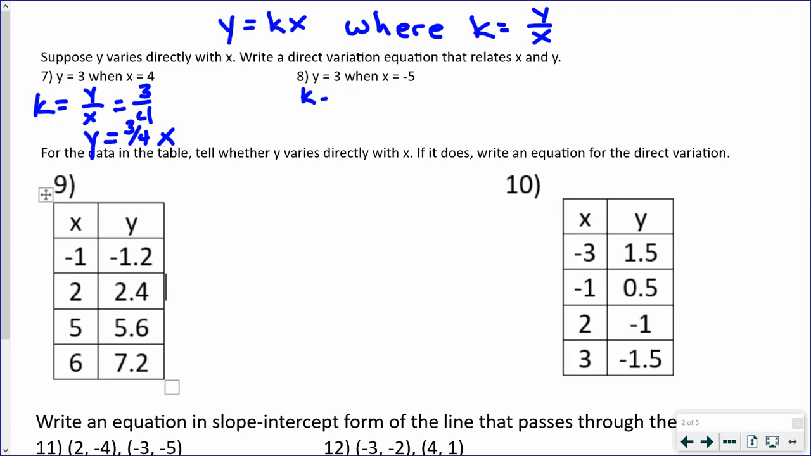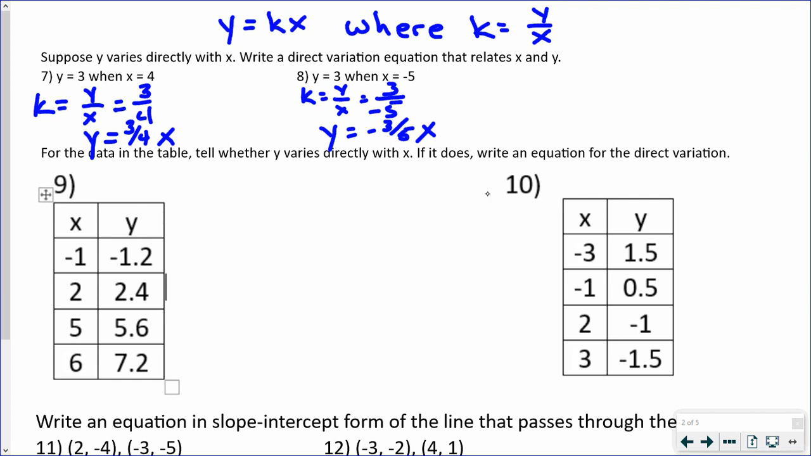Same thing on this one. So we do y over x. So y is 3, x is -5. And so the equation of the line is y equals -3/5 times x. This is a negative constant of variation, negative slope. So this line leans to the left. This line leans to the right.